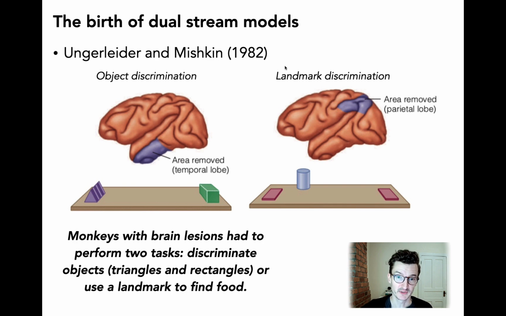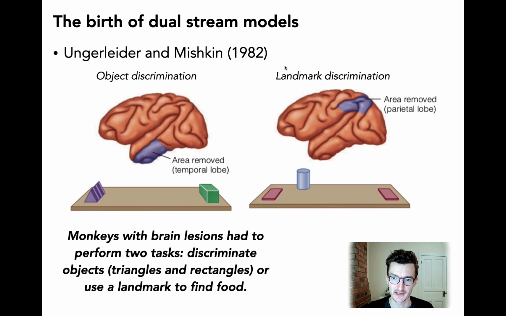And in the object discrimination task, the animal is shown an object like a triangle, and then it's shown two objects like a triangle and a square, and it simply has to recognize the object that it just saw. So I just saw a triangle, now I'm seeing a triangle and a square. If I pick triangle, I get a reward. So it simply has to discriminate between two objects.